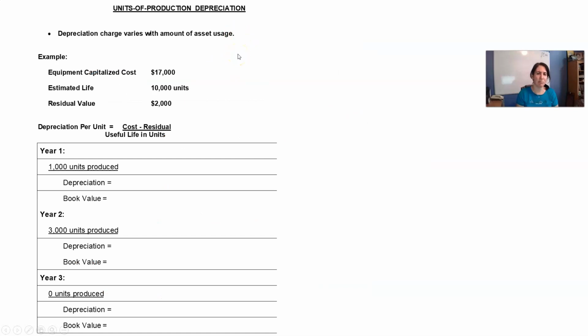A little bit hairier to calculate. It's not quite as easy as straight line, and if you notice, it's not straight line, right? It goes up, it goes down. It depends on how much you use the asset. So really, this one's a little bit more specific, and it's probably a more accurate calculation.